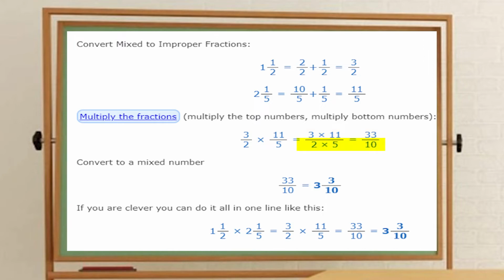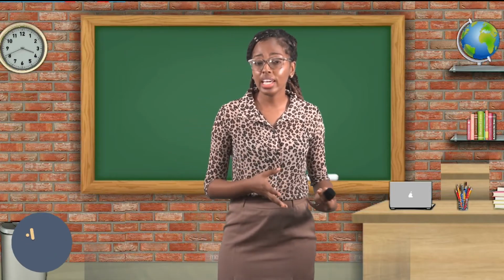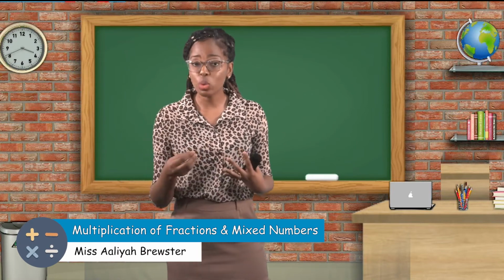2 times 5 would give us 10. So the fraction we arrive at is 33/10. So now that we're finished multiplying and have arrived at an answer of 33/10, we cannot leave the fraction like that. We have to convert that fraction back into a mixed number.